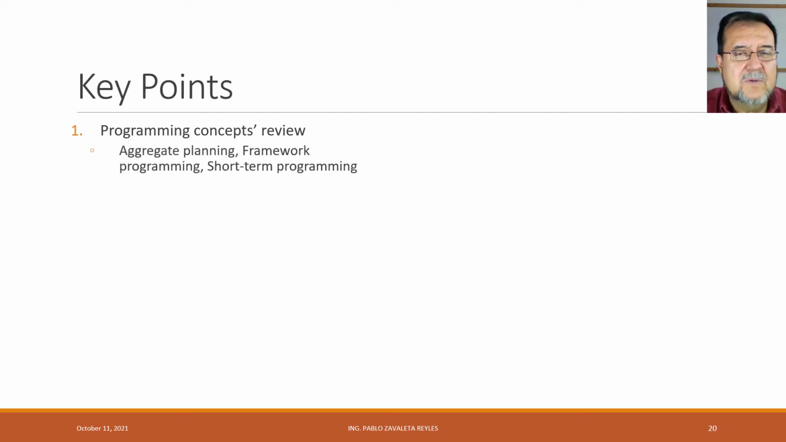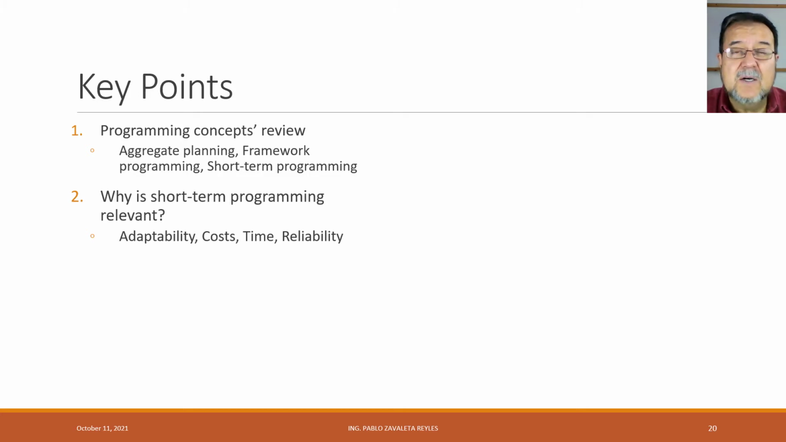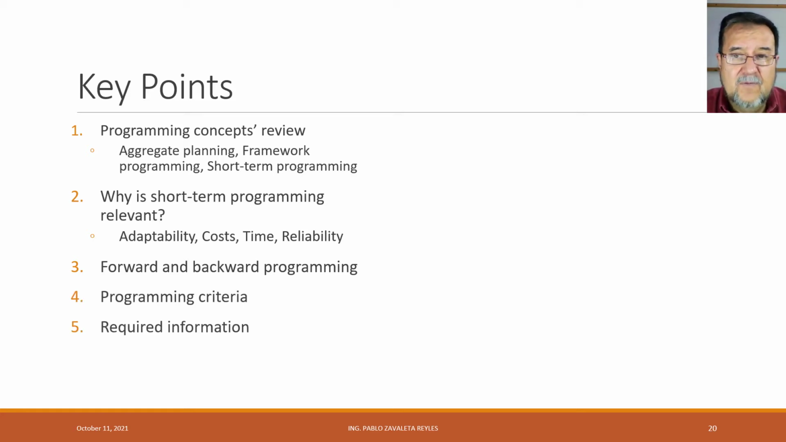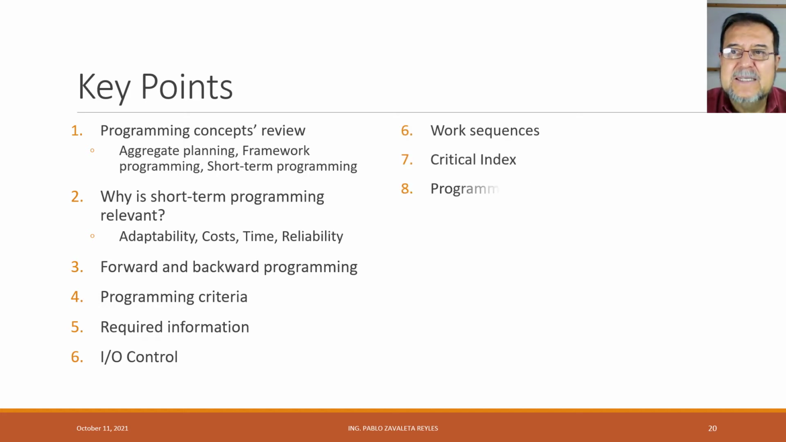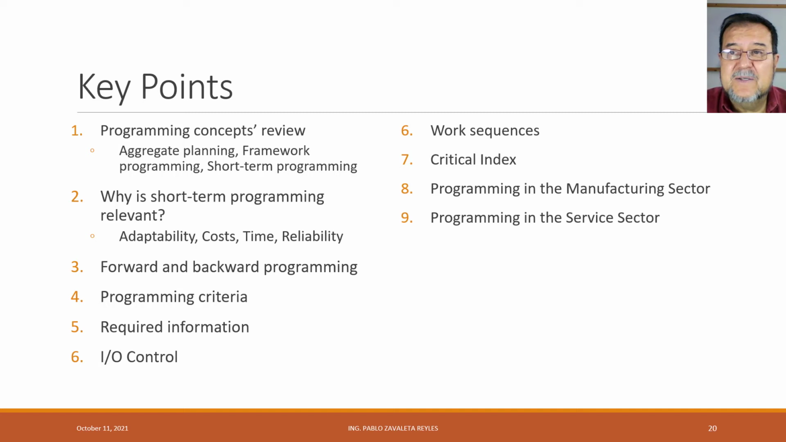So, now to close, let's check out the key points that we have seen. Programming concepts, we saw the difference between aggregate planning, framework programming, short-term programming. Why is short-term programming so relevant? Adaptability, costs, time, and reliability. We saw forward and backward programming. We saw the programming criteria. Required information, input-output control, work sequences, critical index, minus, equal, or greater than 1. Programming in the manufacturing sector, programming in the service sector, cyclic programming, and capacity planning.